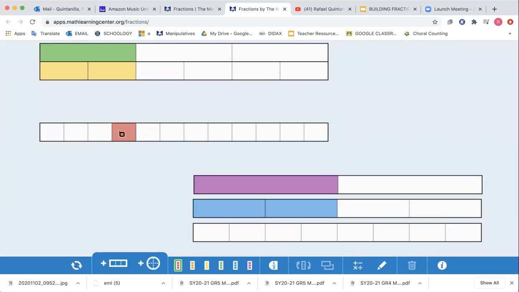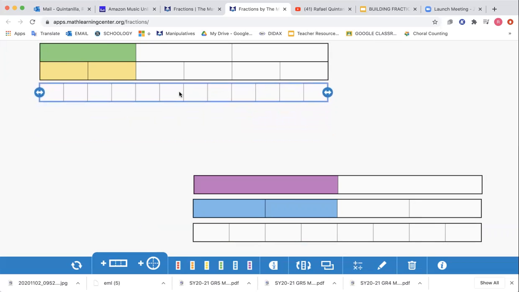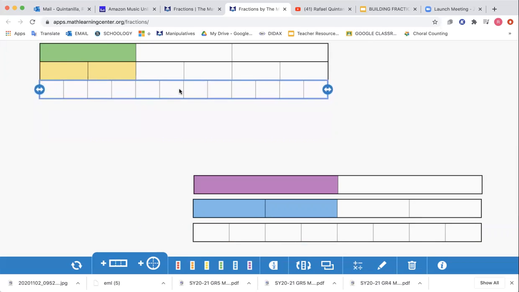And then I'm going to work with my 12s. And I can see that if I move this, yeah, they line up nicely. So I'm going to do a choral count with them and say, you know what? 1/12, 2/12, 3/12, 4/12. And if I want to put a value to it, then I can do this and say, oh, 1/3 is the same as 2/6 is the same as 4/12.